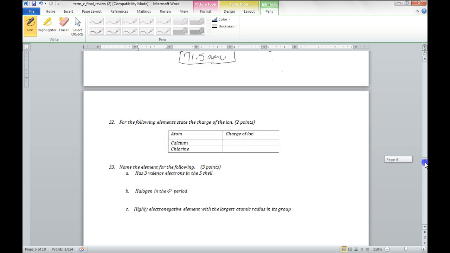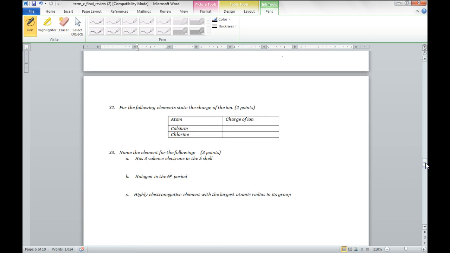For charges of ions, these go by group numbers. If it's in group 1, it's going to be a +1 charge. If it's in group 2, it's going to be a +2 charge. Group 3, or, well, I guess it jumps to 13, but group 3A would be a +3 charge. Group 14 is a plus or minus 4. Group 15 is a -3. Group 16 is a -2. And group 17 is a -1. And group 18 has no charge because of the valence electrons.